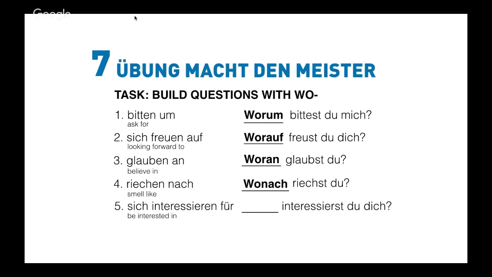Number 5, sich interessieren für, to be interested in. What's the question? What are you interested in? 3, 2, 1, and final answer, wofür interessierst du dich? I hope this was very easy for you. Yeah. I hope I could make this topic a bit clearer. It seems very complex and it requires a little bit of knowledge.